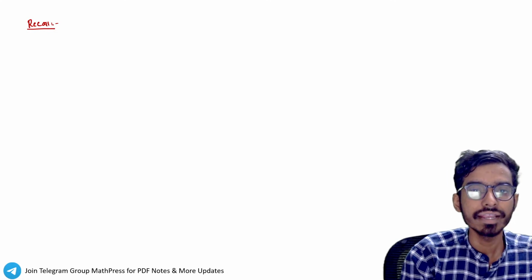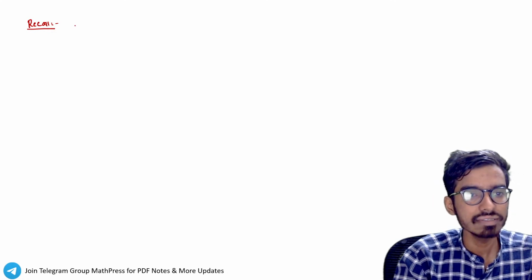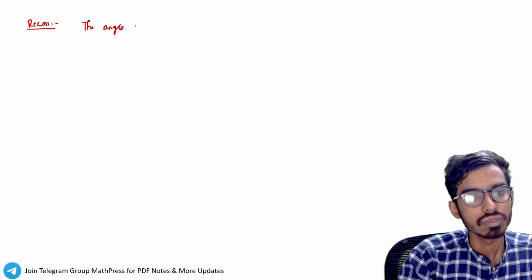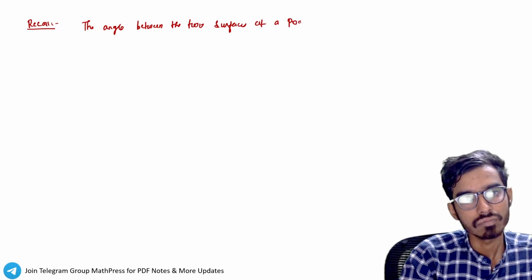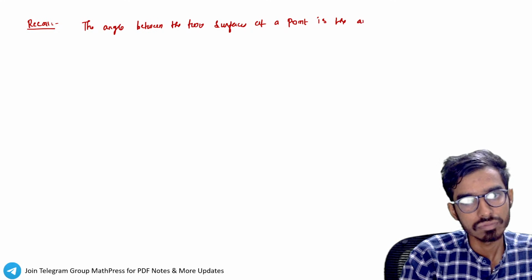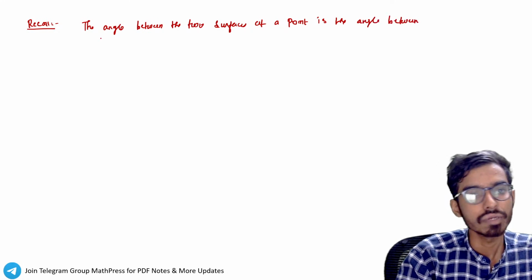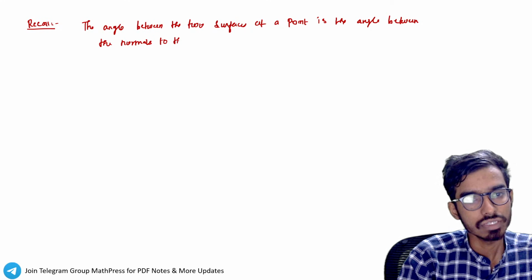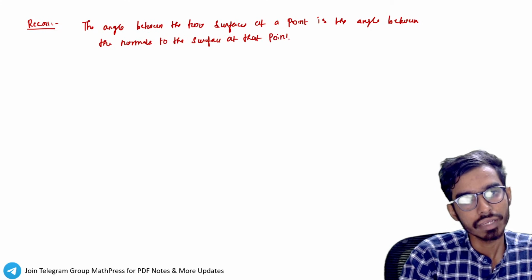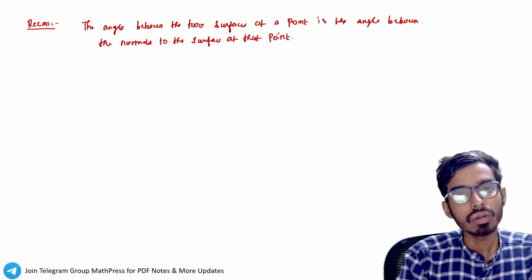So, the angle between two surfaces. Let us recall the note I gave you yesterday: the angle between the two surfaces at a point is the angle between the normals to the surfaces at that point.